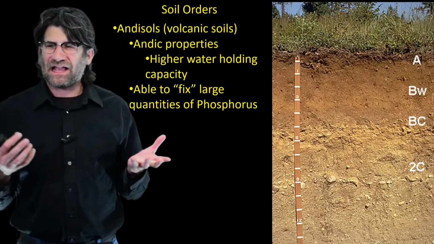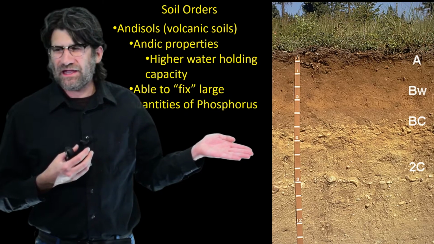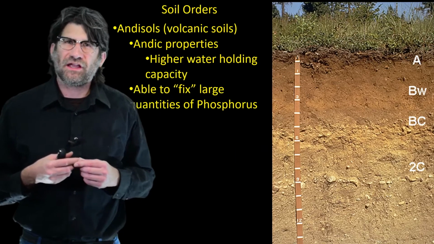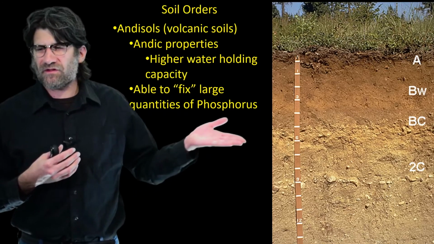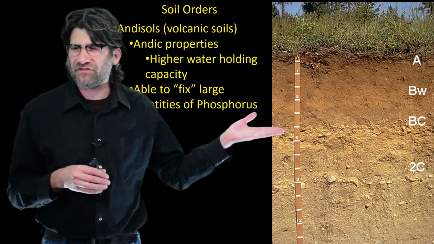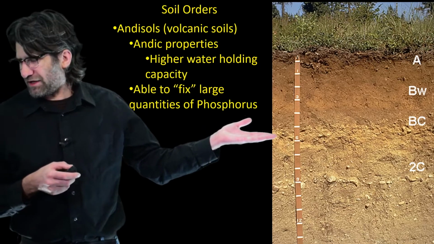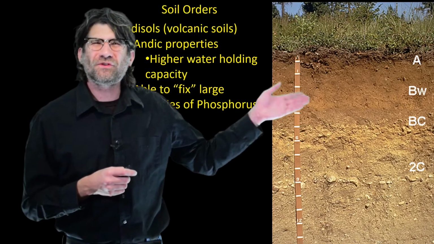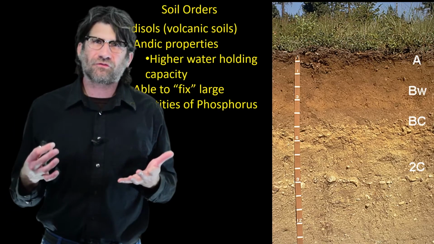Because of all that ash, these are generally high water holding capacity soils. And these can be very, very nutrient rich, and they're actually really good for growing crops. They're able to fix large quantities of phosphorus. I don't want to go into the details of what that means now, but what this means is that with andesols, you get essentially really, really nice soils for growing crops.